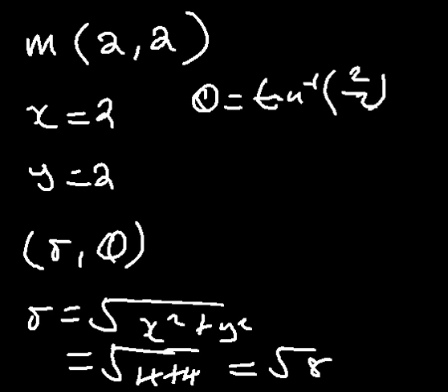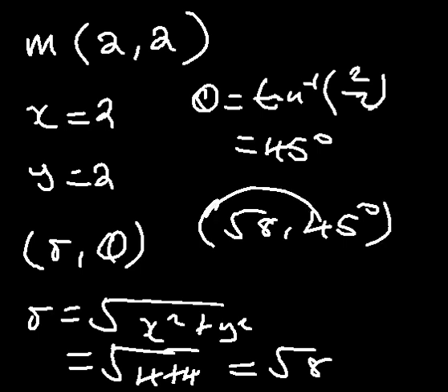So what is the tan inverse of 2 over 2? We'll have it as 45 degrees, which means the angle is given as 45 degrees. Now the polar coordinate will be the square root of 8, 45 degrees. So that's how we make it possible there.